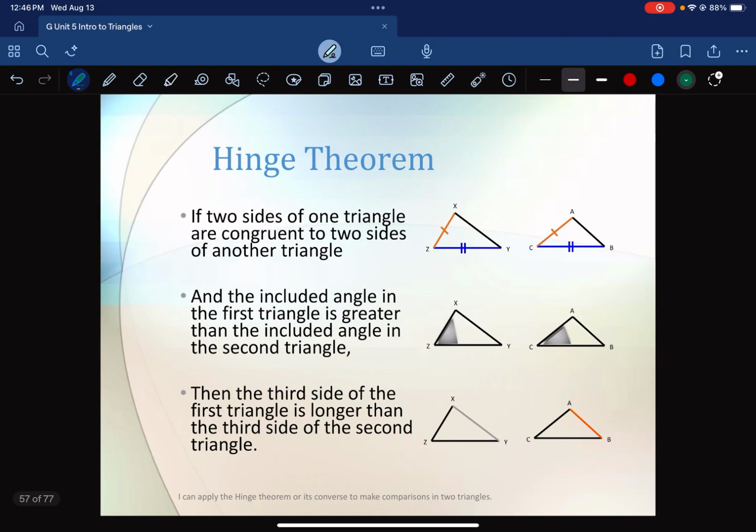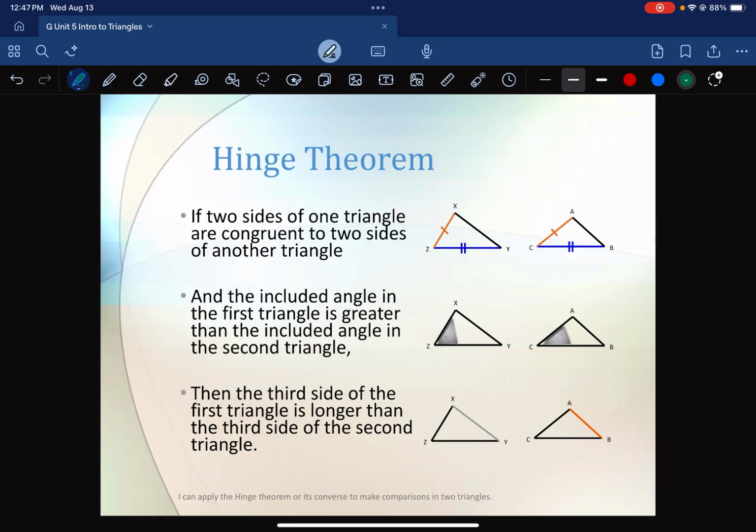So Hinge theorem. It's a long statement. It's a very long sentence. If you notice, it's just one big sentence, just continue to add on to. So it starts with two sides of one triangle being congruent to two sides of another triangle. So if you look at the drawing, we're talking about the orange pair of sides are congruent and the blue pair of sides are congruent. So those are the same length.